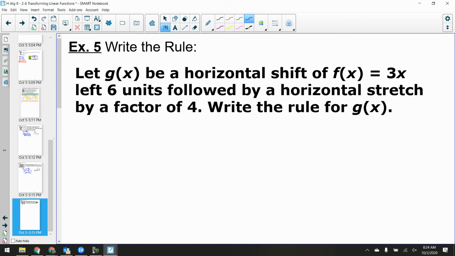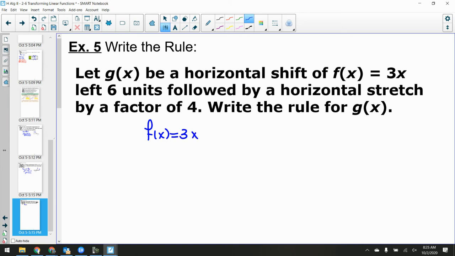Let g of x be a horizontal shift of f of x equals 3x left 6 units followed by a horizontal stretch by a factor of 4. So now we're chaining it together. Okay, we're putting one on top of the next. We're making two transformations in one. Okay, so this means I've got my f of x is 3x, right?